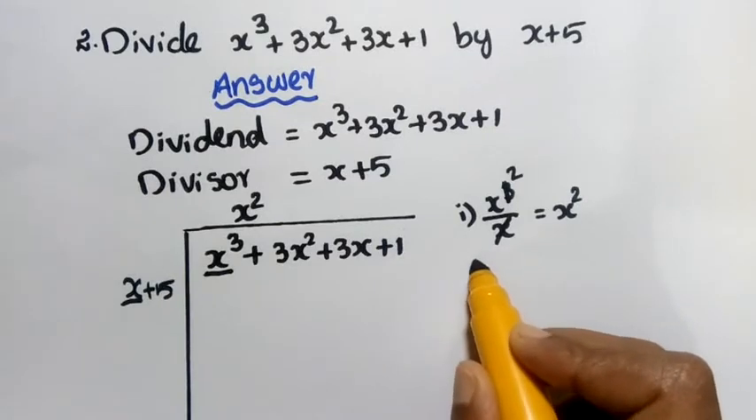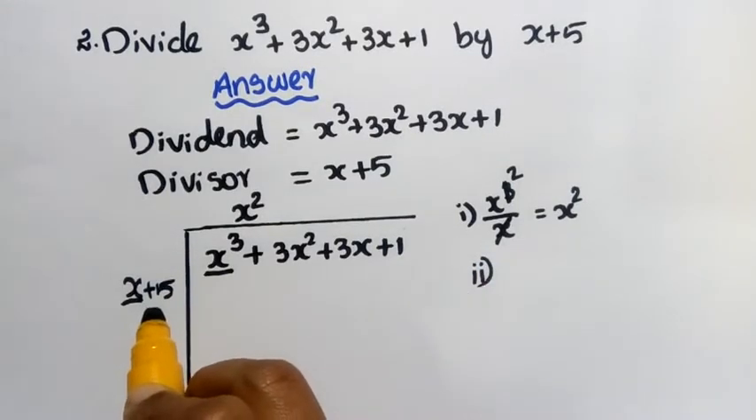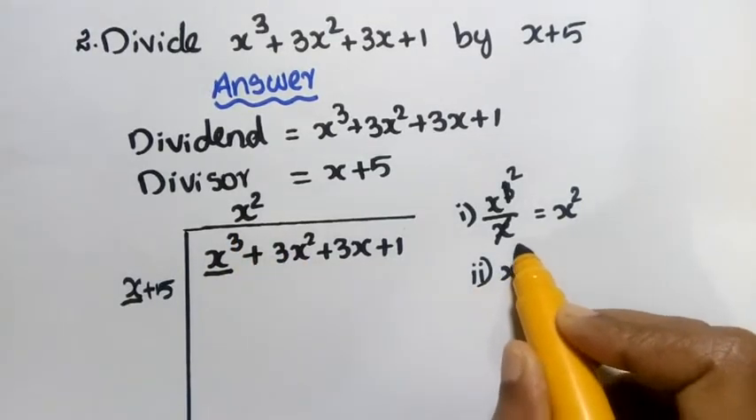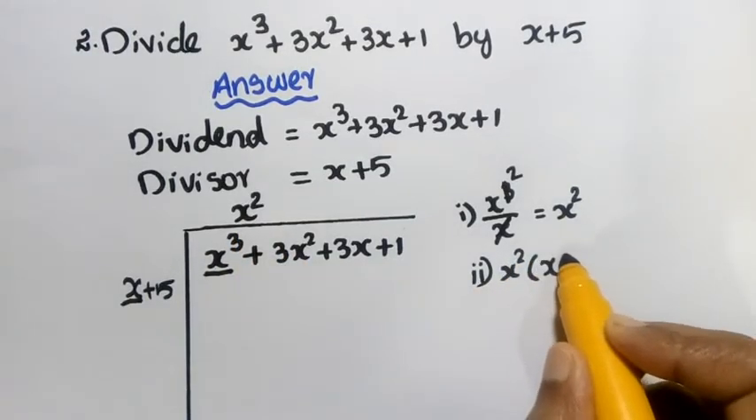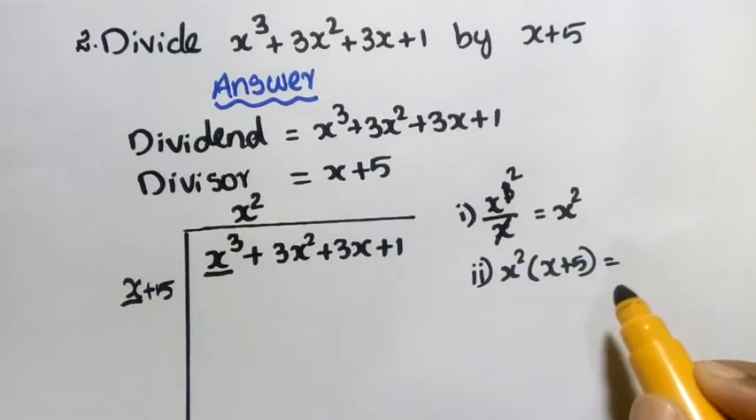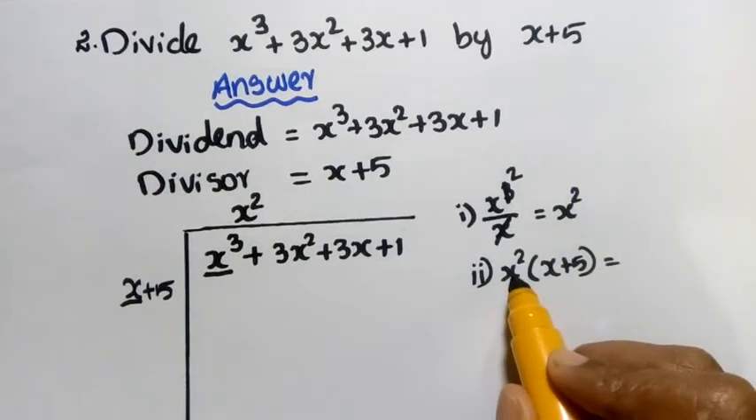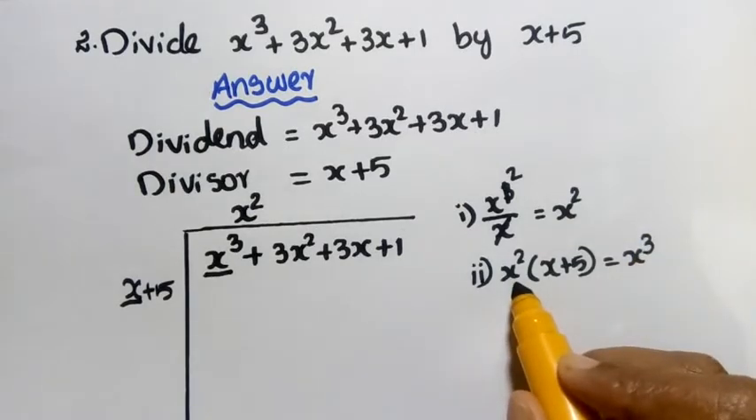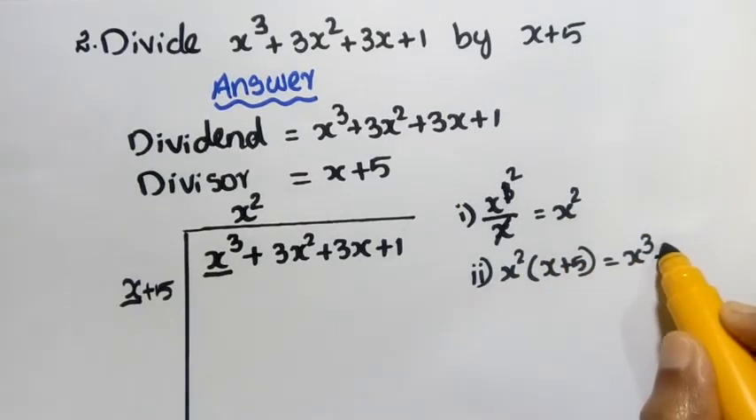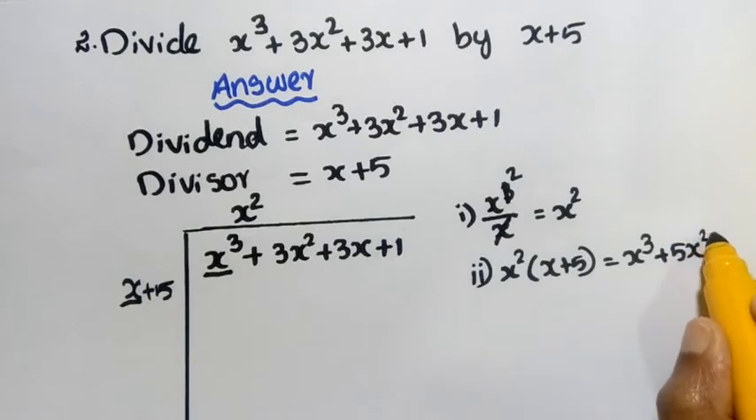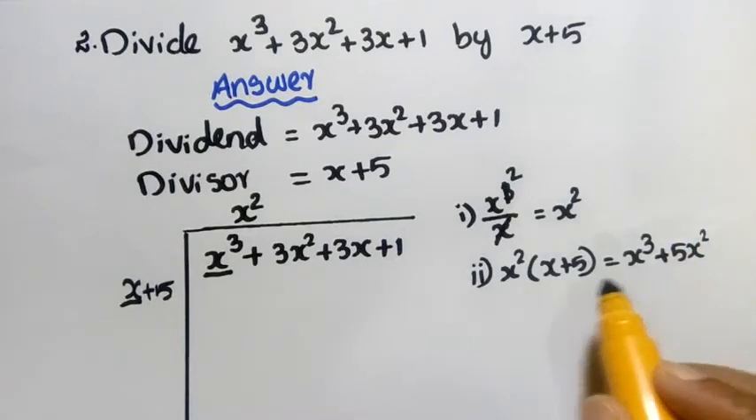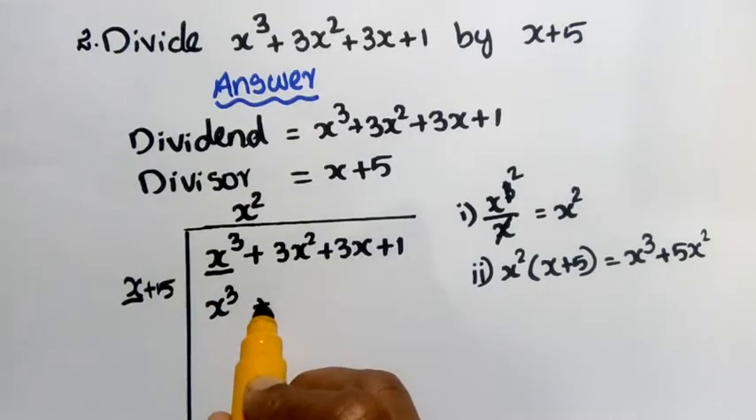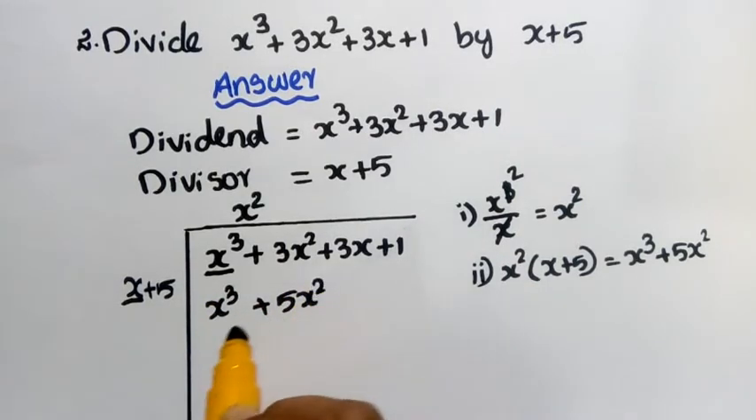Second step is multiply the divisor by the first term of the quotient. That is x square into x plus 5. Apply the distributive property. X square into x is x cube. X square into plus 5 is plus 5x square. Write the product under the dividend. X cube plus 5x square.